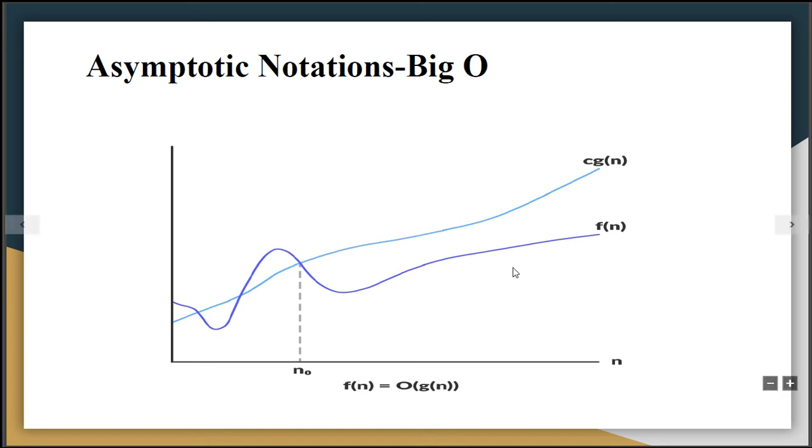Consider f of n is equal to big O of g of n. In that case, f of n should be always less than g of n. That means f of n is a lower bound of g of n. That means the predicted value will always be more, but the actual value will always be less at the time of execution. Let us try to map this particular thing with the example of construction we have taken.